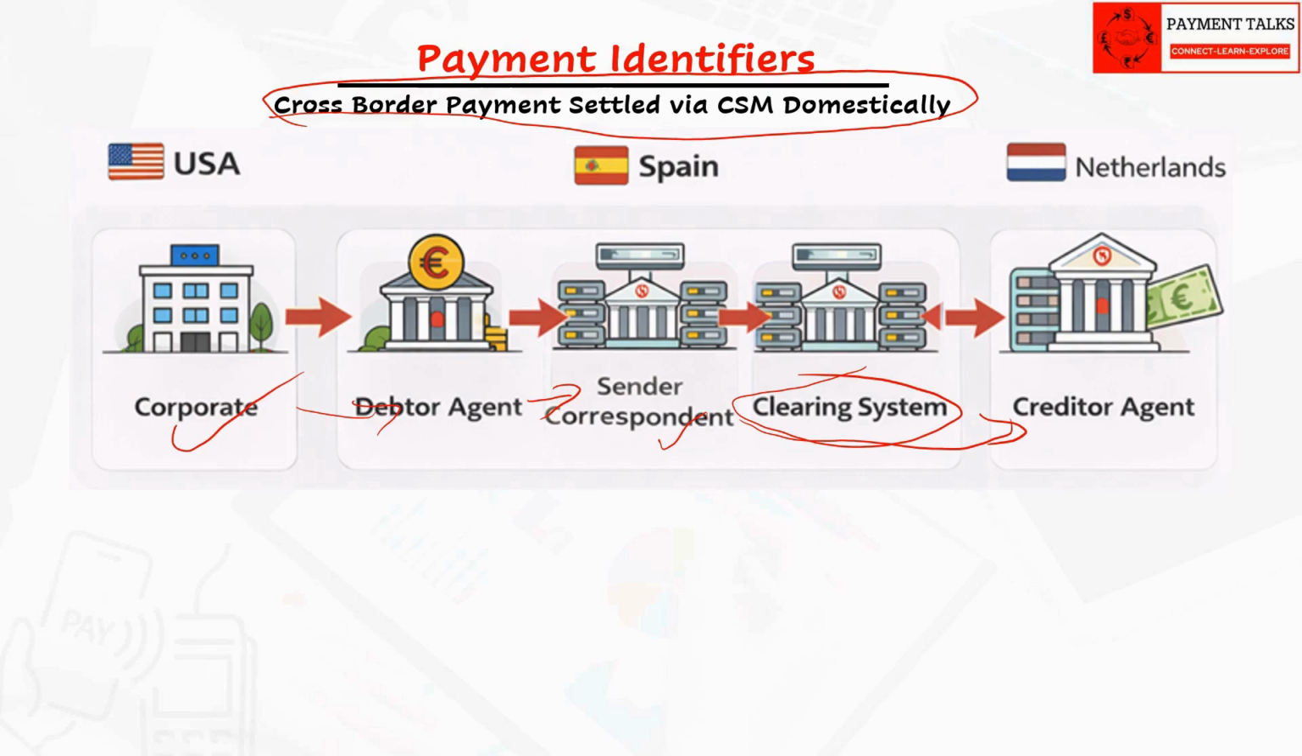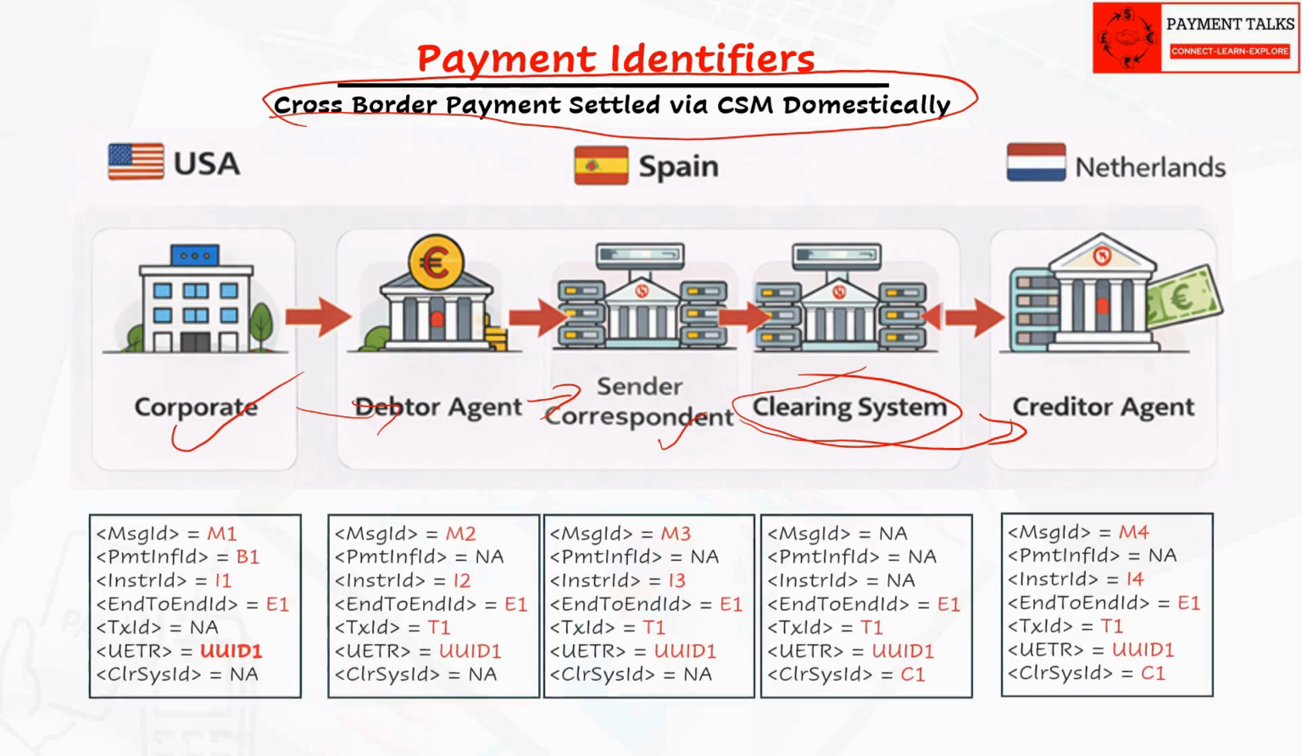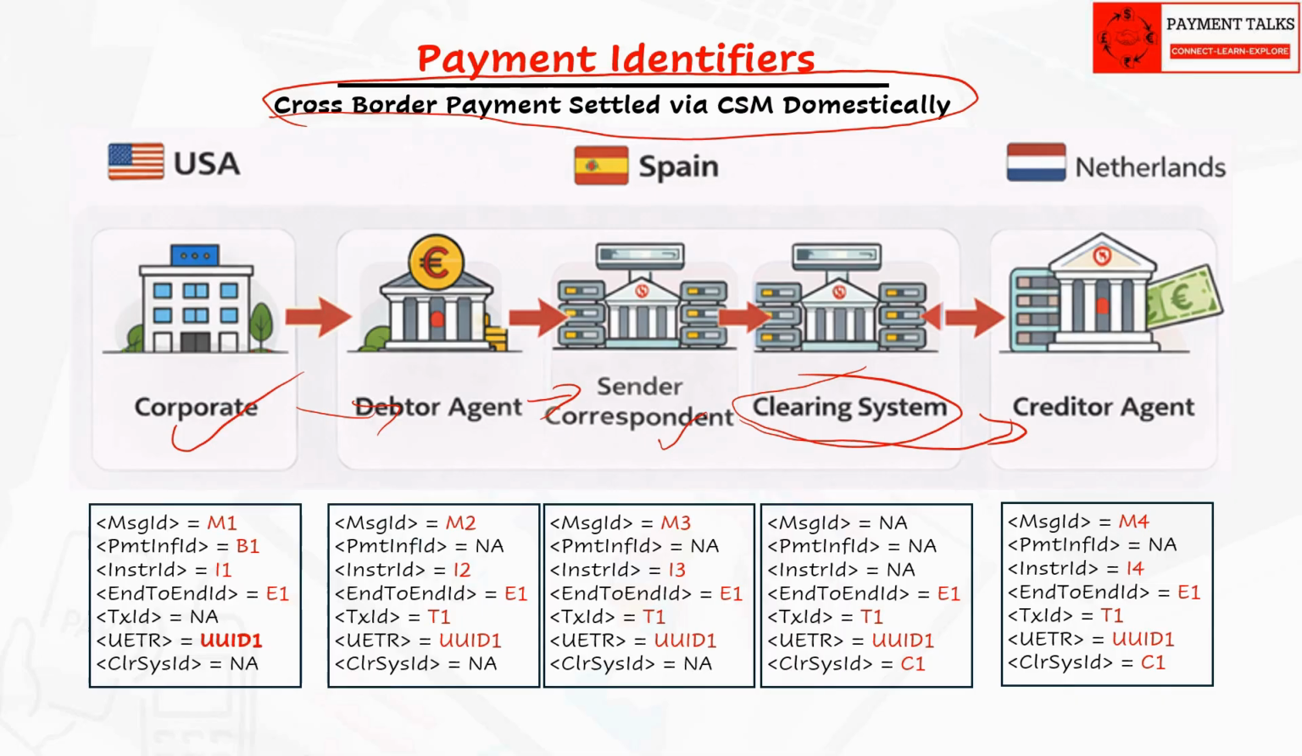Now let us understand what happens to each ID. Message ID and instruction ID change at every bank hop as always. End-to-end ID, transaction ID and UETR all remain constant from their point of assignment through to the creditor bank, even across the clearing system. Clearing system reference is generated when the payment enters local clearing and is carried through to the creditor bank. This flow illustrates the critical design principle.